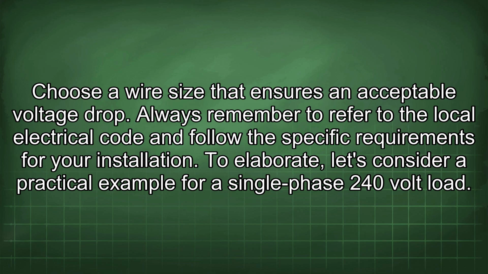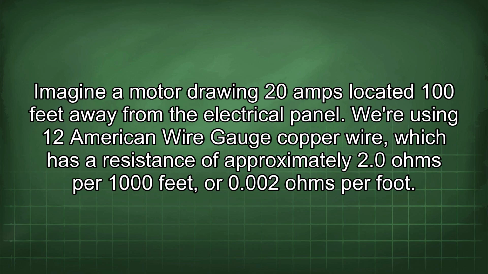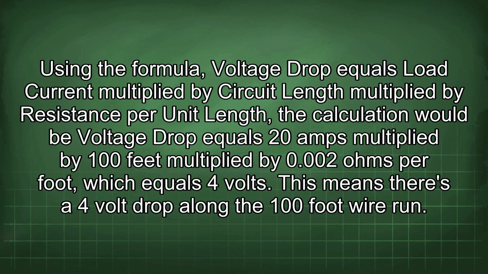To elaborate, let's consider a practical example for a single-phase 240-volt load. Imagine a motor drawing 20 amps located 100 feet away from the electrical panel. We're using 12 American wire gauge copper wire, which has a resistance of approximately 2.0 ohms per 1000 feet, or 0.2 ohms per foot. Using the formula, voltage drop equals load current multiplied by circuit length multiplied by resistance per unit length, the calculation would be voltage drop equals 20 amps multiplied by 100 feet multiplied by 0.2 ohms per foot, which equals 4 volts. This means there's a 4 volt drop along the 100-foot wire run.